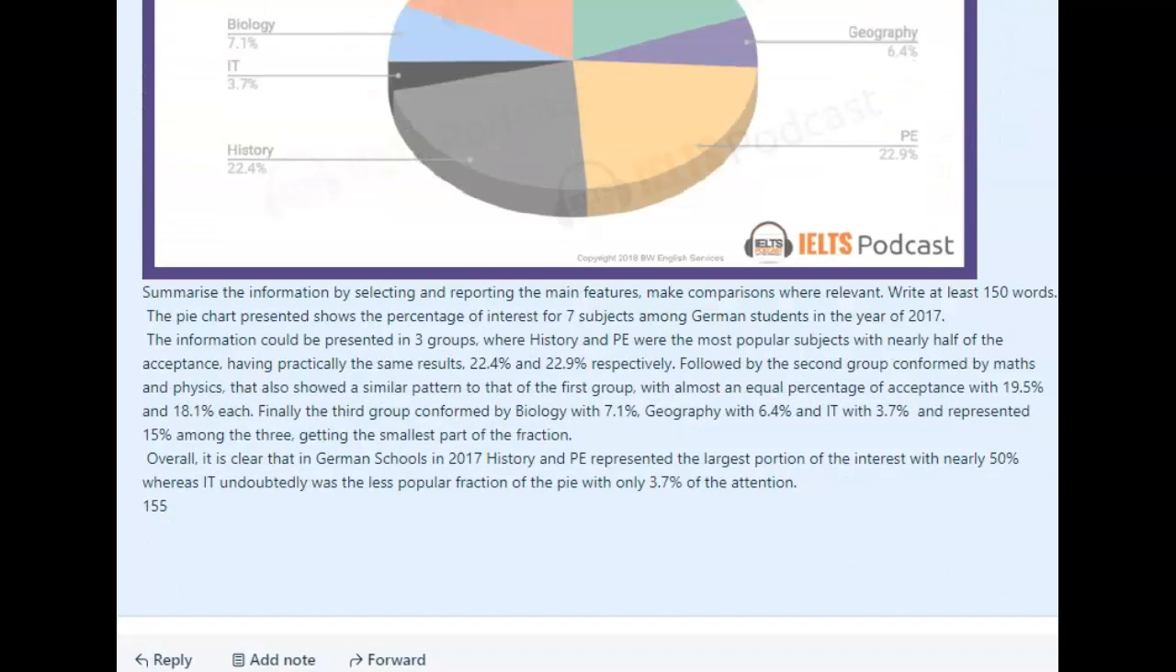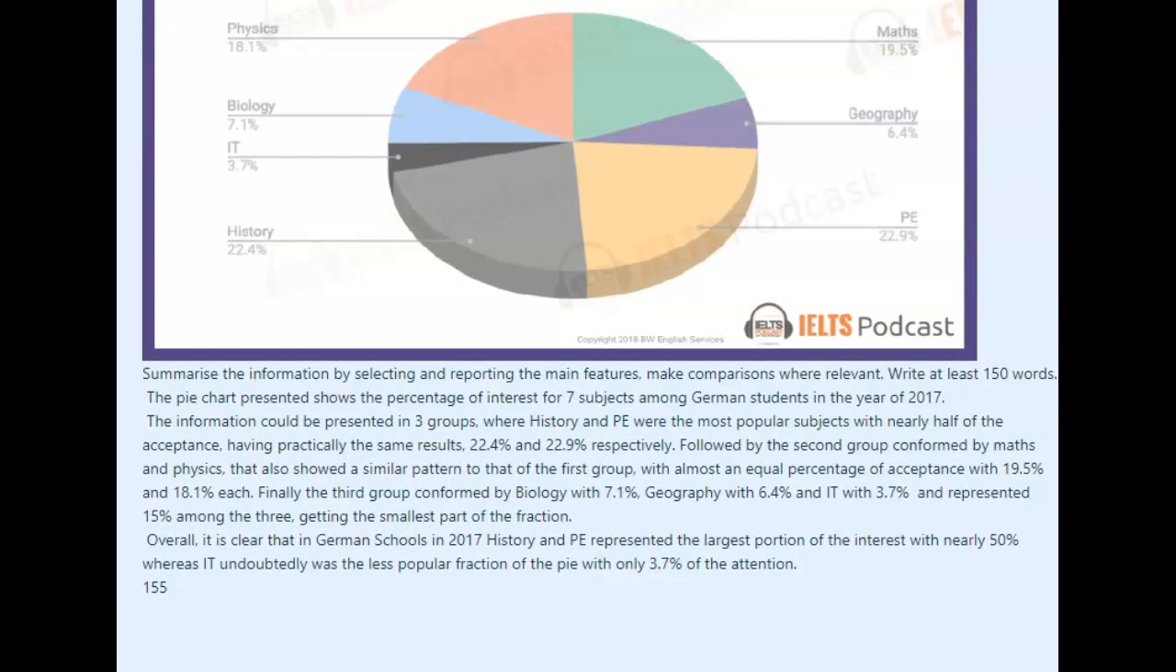This is the school subjects in Germany. 155 words is what you say it is. I'll believe you. The pie chart presented shows the percentage of interest for seven subjects among German students in the year 2000. In the year of, you didn't need that "of" here. Just get rid of it. The information could be presented in three groups, where history and PE were the most popular subjects, with nearly half of the acceptance. That's the wrong word. Not acceptance. It should be popularity.